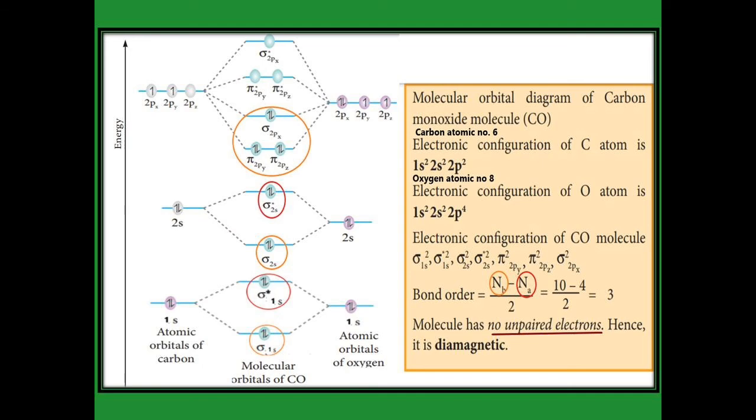The next one, bond order. The orange circles mark bonding molecular orbitals and the red circles mark antibonding molecular orbital electrons. If you count, the number of electrons in bonding molecular orbitals is 10 and the number of electrons in antibonding molecular orbitals is 4. So 10 minus 4 divided by 2 gives 3. So bond order 3 means a triple bond is present between carbon and oxygen. Then, in the molecular orbitals all the electrons are paired. There is no unpaired electron, so it is diamagnetic. Carbon monoxide is a diamagnetic substance.